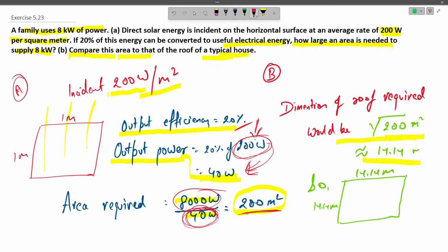So considering a square plot, we will require a 14.14 meter by 14.14 meter plot for this much energy to be harnessed. If you have any doubts, you can ask. I will pause for a few minutes.